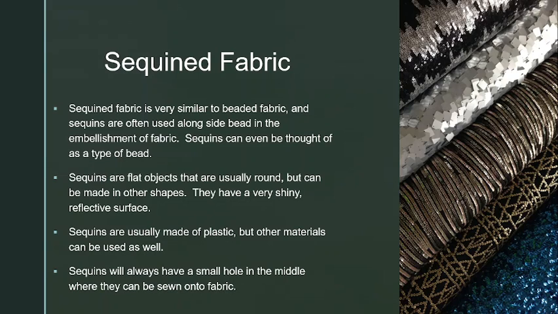Sequins are usually made out of plastic, but sometimes other materials can be used as well. Sequins will always have a small hole in the middle or elsewhere on the sequin, so they can be sewn onto fabric. The right shows different examples of fabric that have been sequined.